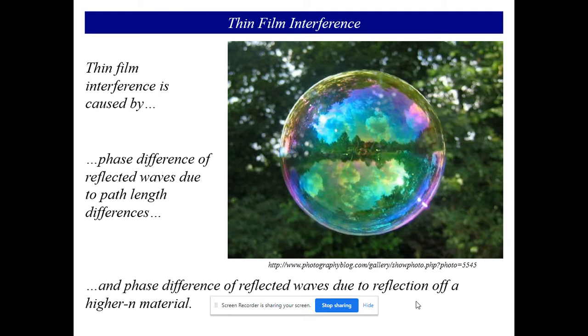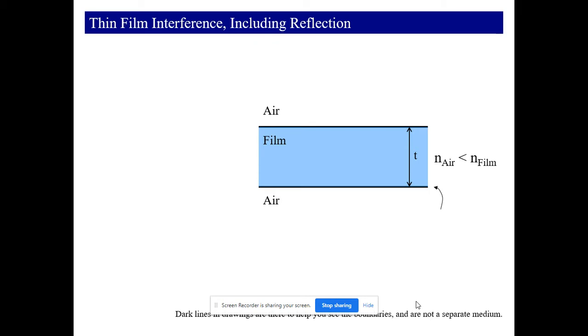So the film is there, right? And the phase difference of the reflected wave is due to reflection from a higher n material. So two kinds of things: the phase difference due to the path length difference, and the phase difference which is because of the reflection from a higher n material. Higher n means a higher refractive index material. So this is thin film interference.